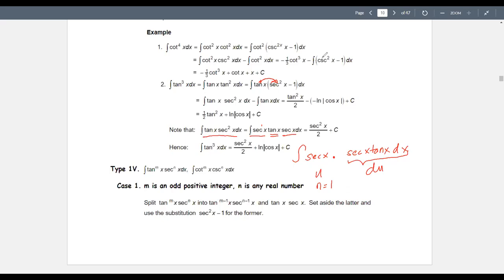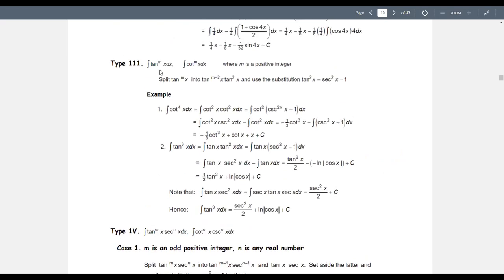So I will proceed. Now we go to type 4. Type 3 is either tangent or cotangent raised to a positive exponent. It's not important whether it's odd or even. The only requirement is that it should be positive. And you are given the third set of identities here: the identity of the tangent squared in terms of secant squared, and that of the cotangent squared in terms of cosecant squared. So I'm referring to tangent squared a while ago.